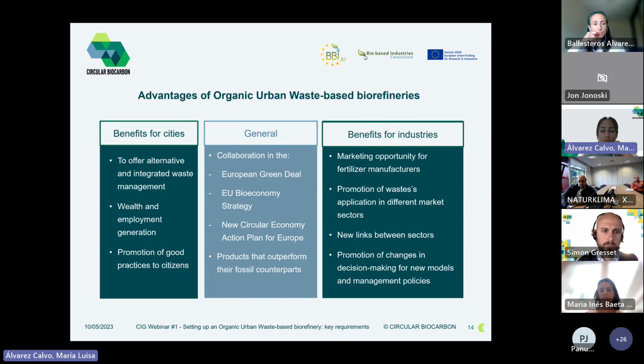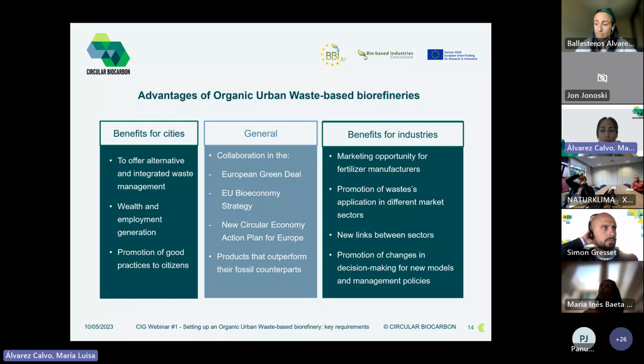Among the advantages of biorefineries to waste management, and specifically for cities and industries, we can find, in general, for example, that biorefineries will collaborate in the implementation of the European Green Deal. They can also collaborate in the European Union bioeconomy strategy and with the new circular economy action plan for Europe. Also, biorefineries can obtain products that outperform their fossil counterparts, for example, by the biodegradability of some polymers.